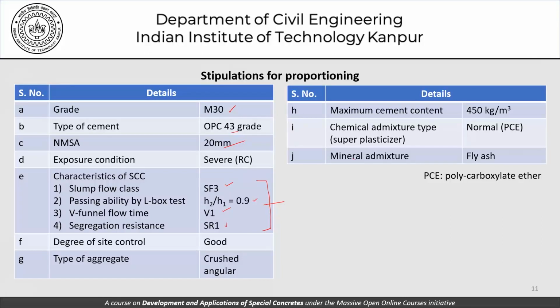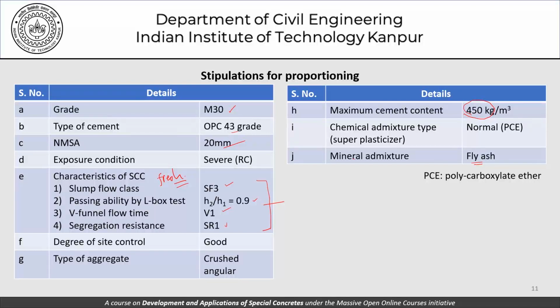But what it also draws your attention to is that as far as the properties of self-compacting concrete in the fresh state are concerned, it is not only the air content and so on, or workability given just in terms of slump, but there are a lot of tests given to you, and all these criteria need to be satisfied. The degree of site control is good, the type of aggregate is crushed and angular, the maximum cement content is required to be limited to 450 kg per cubic meter, a normal superplasticizer of the polycarboxylate ether type is available to you, and we are expected to use fly ash.